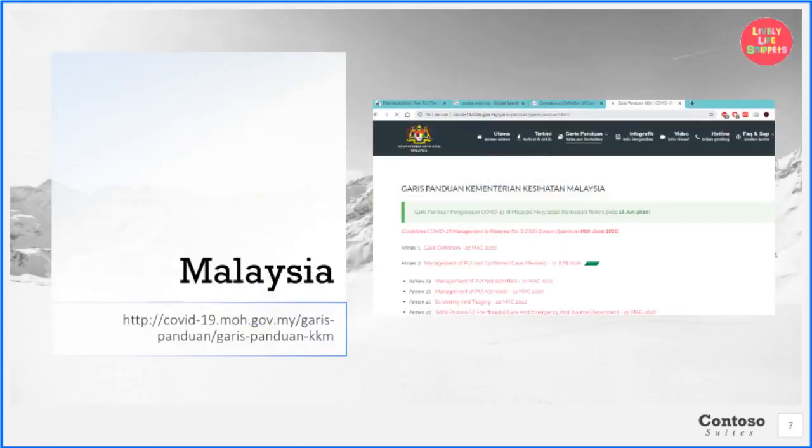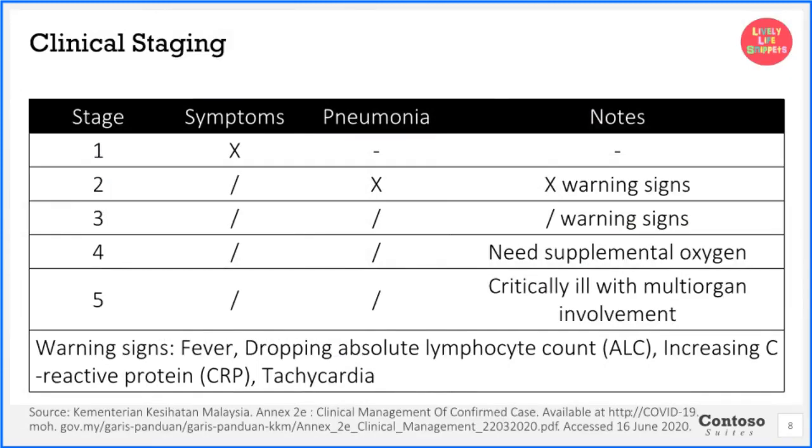The Malaysian government has come out with a guideline, and feel free to check out the webpage as shown in the slide for more details and latest updates. According to the Malaysian guideline, COVID-19 is classified into 5 stages according to symptoms, presence or absence of pneumonia, and disease severity. Subsequently, the management is based on the clinical stage.